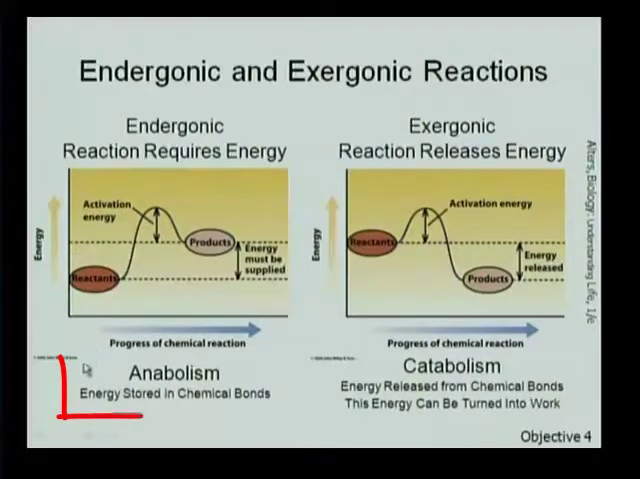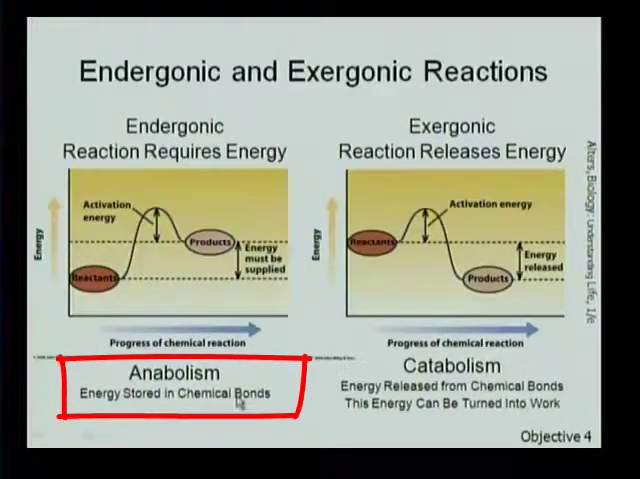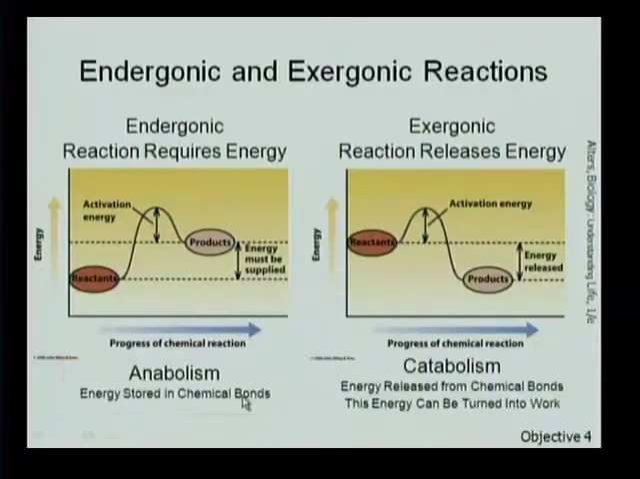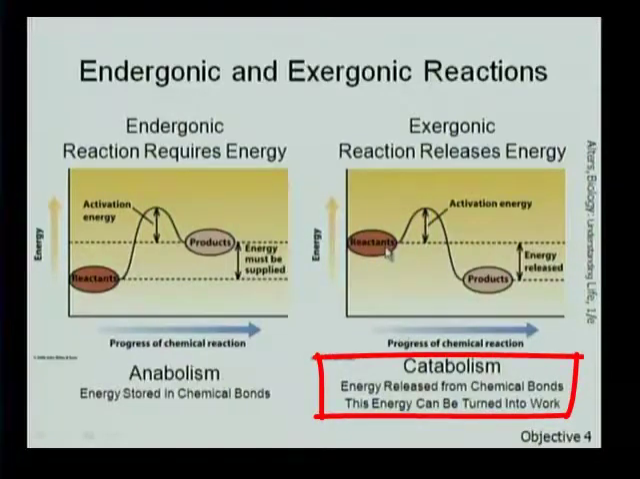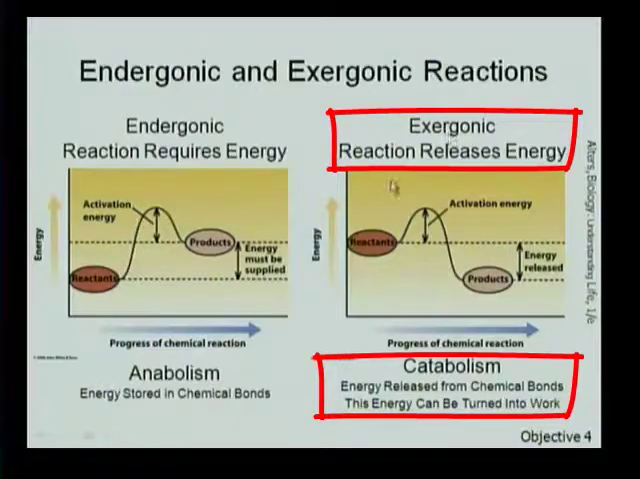We call those kinds of reactions in our body anabolism. This is the process of storing energy in chemical bonds. For example, bodybuilders will take anabolic steroids, store a lot of energy in the chemical bonds of their muscles, and then that energy can be released when they need to do their weightlifting. Catabolism is the opposite process. Catabolism is exergonic, it releases energy.